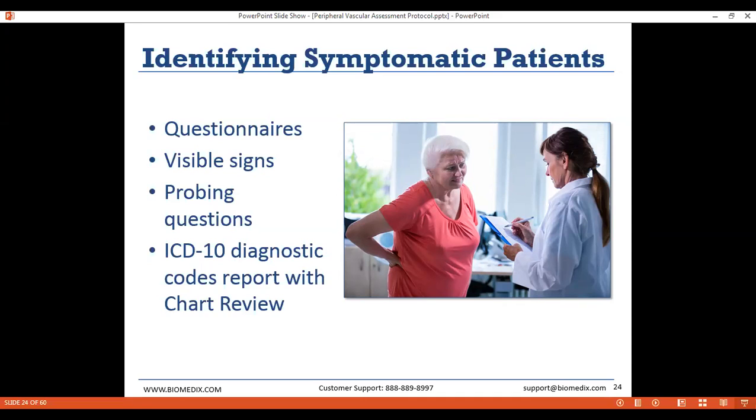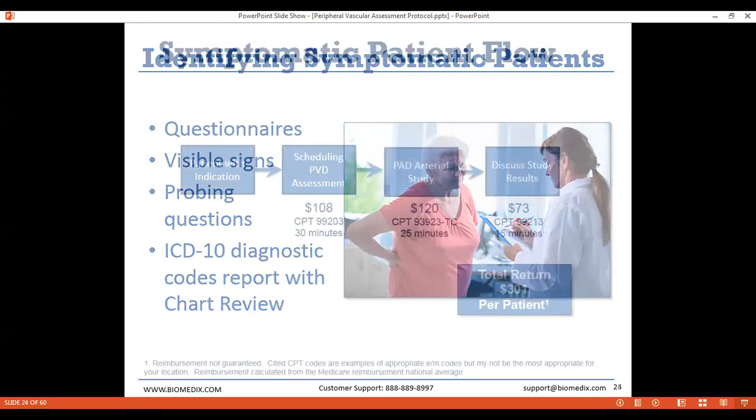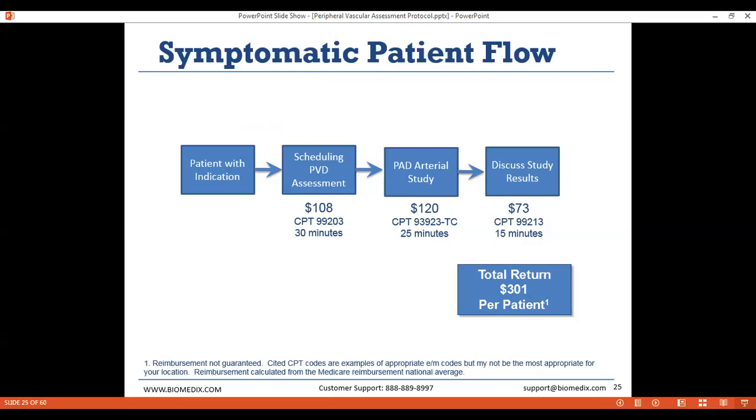Lastly, you may find a patient based on a review of the ICD-10 codes in their history. For example, you might create a list of all patients who have previously complained of claudication. Possibly, you're going to look at all patients who are diabetic and have cardiovascular complications. That's another indication for the PADnet study. So whatever method you're using, you're going to find a patient that complains of a symptom of PAD, and you're going to schedule them for the PADnet test.